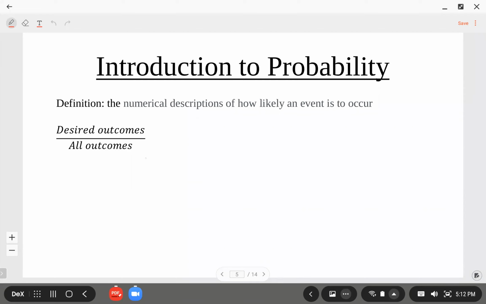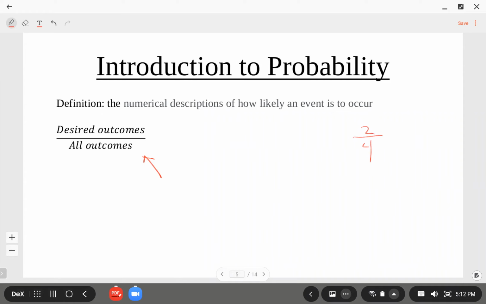And please remember this. Probability will almost always be a fraction. It should be the desired outcomes over all outcomes. So in this case, we want to pick red shirts from our set of 4 shirts, right? And we have 2 red shirts in this set of 4 shirts. Then the desired outcomes would be 2. All outcomes would be 4 shirts. Okay, is that clear?